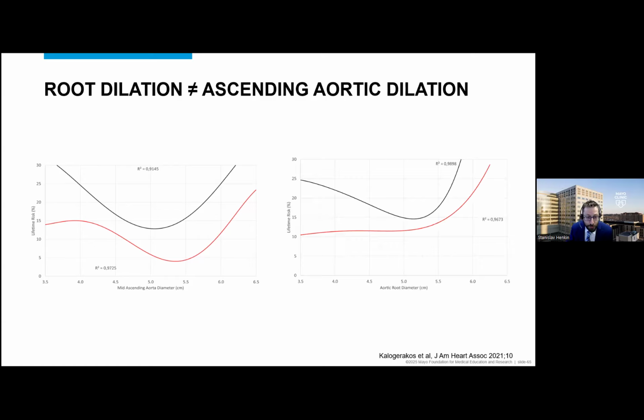Let's compare that to aortic root. Look at that. This upstick becomes higher much earlier on, at probably about 4.5 centimeters. So aortic root aneurysm does not equal ascending aortic aneurysm.